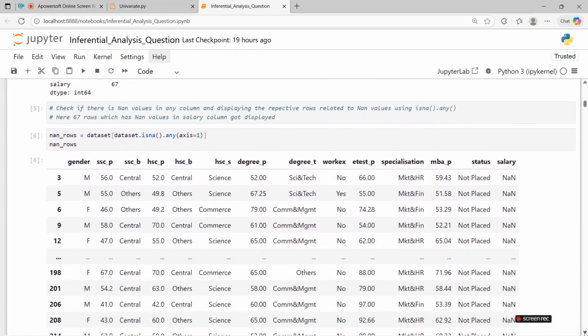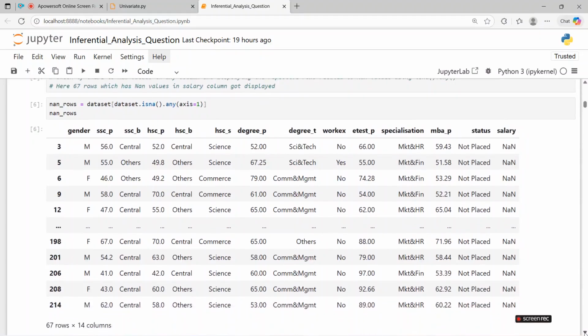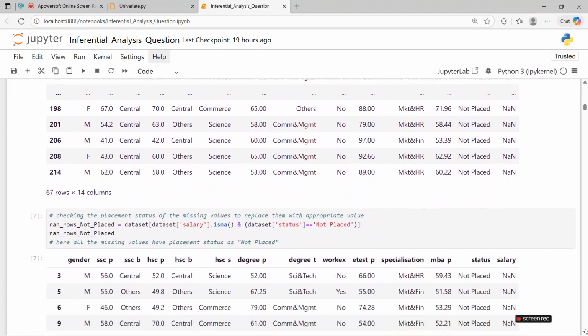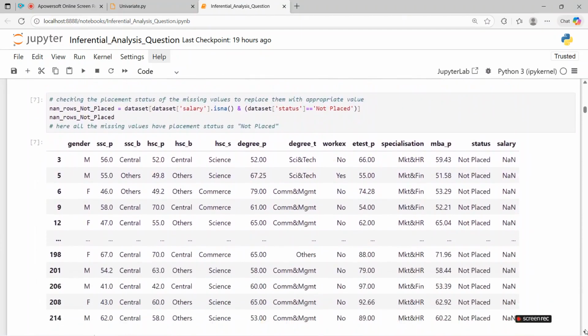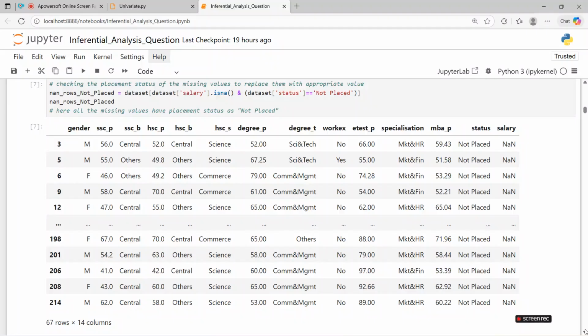So the next step we are doing is we are identifying and printing the rows related to the NaN values. We are using dot isna dot any to print the NaN related rows. That is, dot any will check whichever column has a NaN value, and it will print the entire row of the particular NaN value. So here we have 67 rows related to the NaN values. So now we have identified the missing values in the data set.